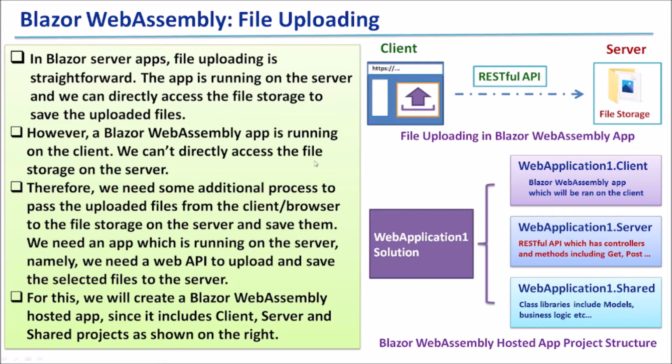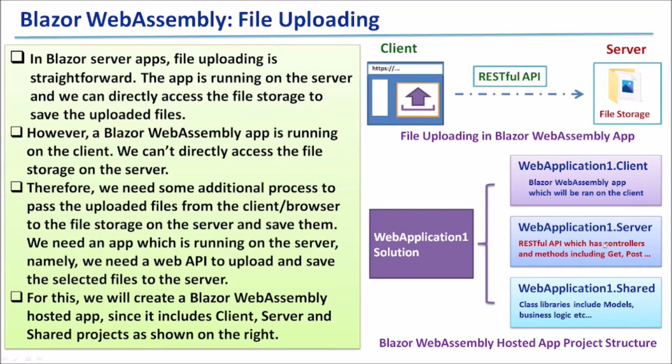For this, we will create a Blazor WebAssembly hosted app, since it includes client, server, and shared projects as shown on the right. Namely, we are going to create Web Application 1 solution. Inside this solution, we have 3 projects. The first one is Web Application 1 Client. Actually, this is a Blazor WebAssembly app which will be run on the client.